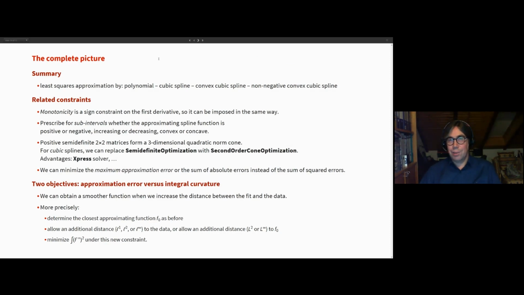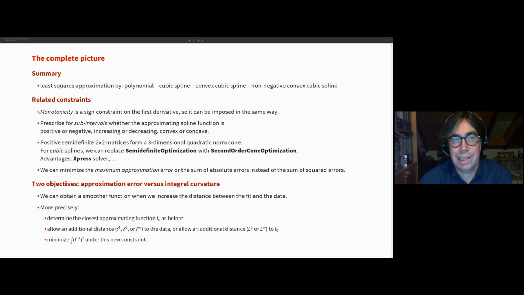And now I'd like to summarize. This is my last slide. I'd like to summarize and also extend the theory a little bit. What I have shown you is the least squares approximation by a cubic polynomial, a cubic spline, then a convex cubic spline, and then a non-negative convex cubic spline, where the non-negativity constraint involved that theory about representation of non-negative polynomials in terms of two positive semi-definite matrices.